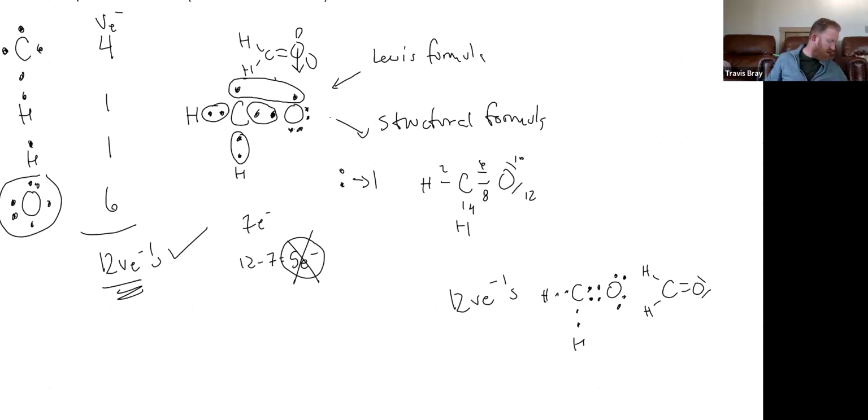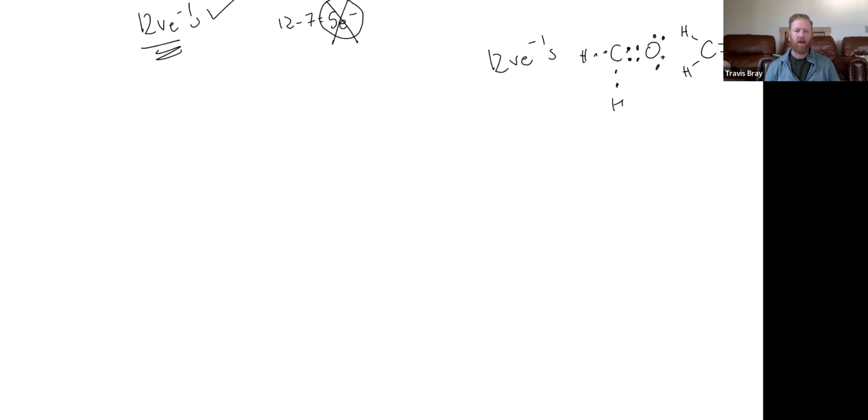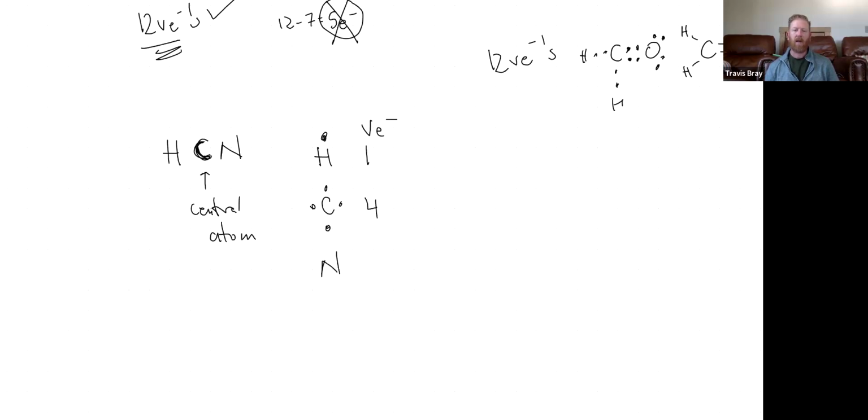So now turn over to page 140, and we'll do the last example. In the last example, it's HCN, and this is bold because it's the central atom. Okay, so we can do it a couple of ways. We know that hydrogen has 1 valence electron, carbon has 4, nitrogen has 5.